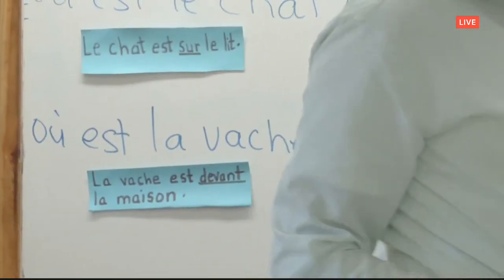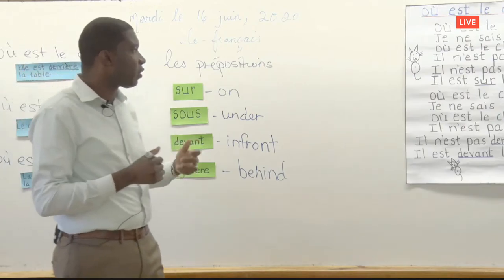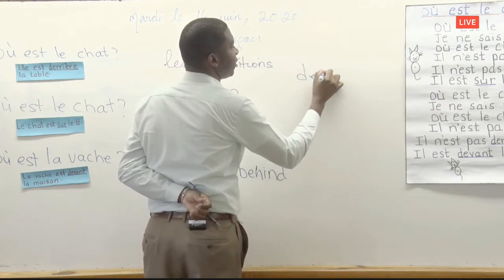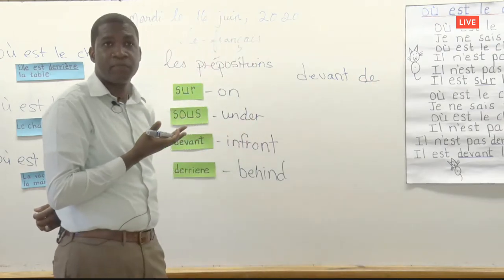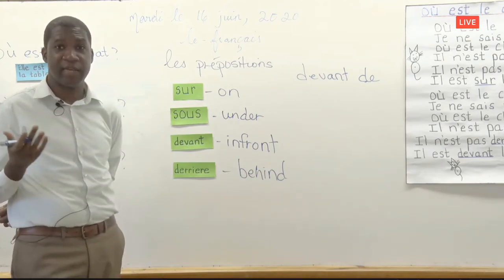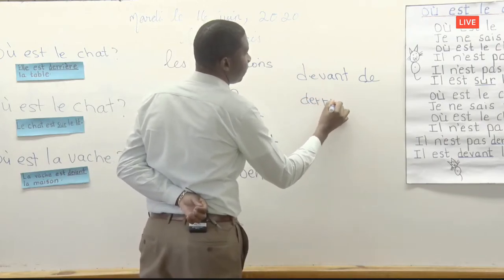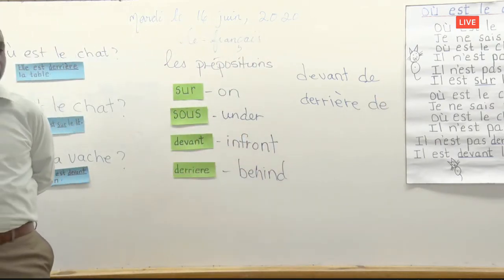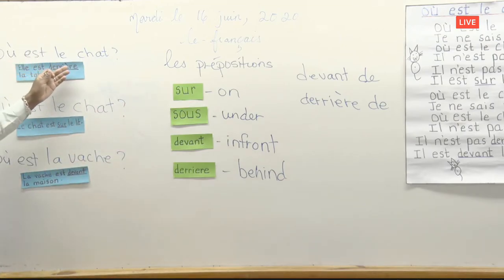Now, when we are using the prepositions derrière and devant, you will also come across it being written like this. These two prepositions, devant de, which is very much correct, okay? In front of, you know we like to say that. And you will also come across derrière de, behind of, okay? So, we can rewrite the sentence and we can say, elle est derrière de la table.